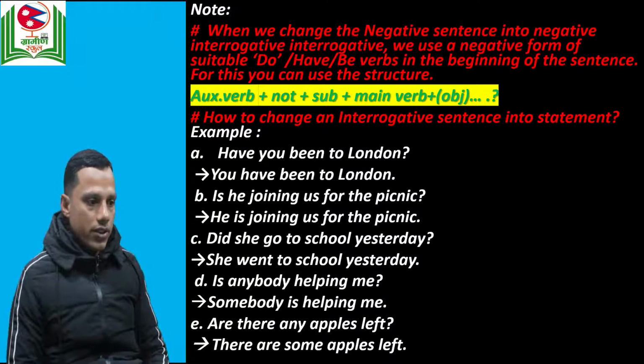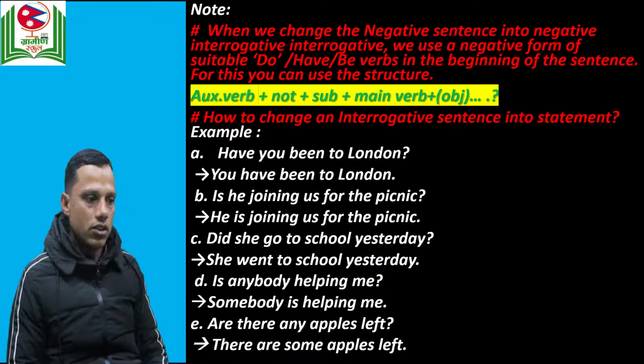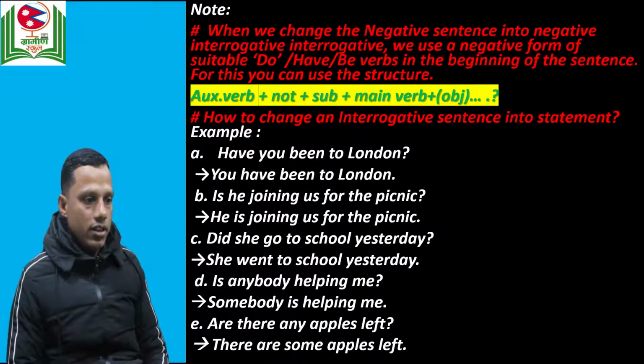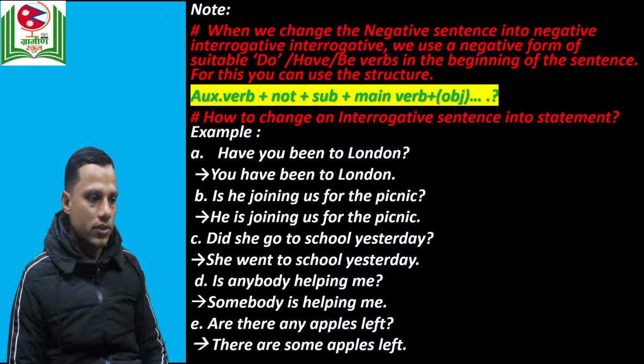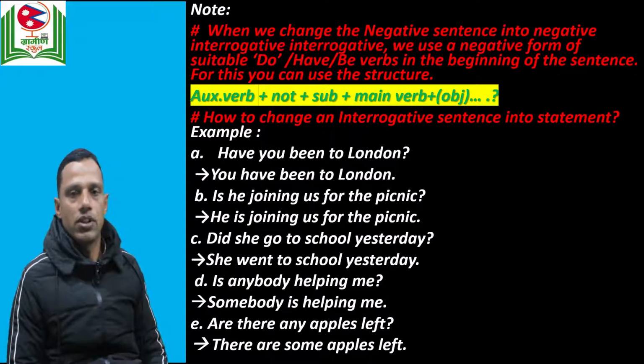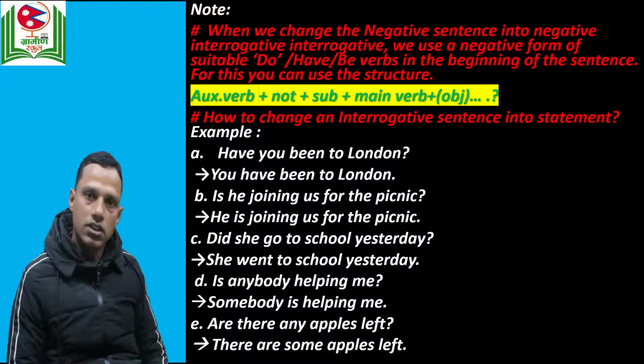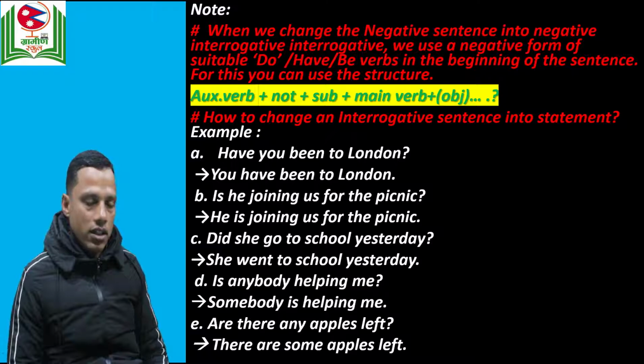I have some notes for you. Let's see the first point under note. Now we'll generate the rules from the examples we have studied just before. From the above examples we can generalize the rule: when we change a negative sentence into negative interrogative, we use a negative form of suitable do verbs, have verbs or be verbs, as per the need, as in the examples above.